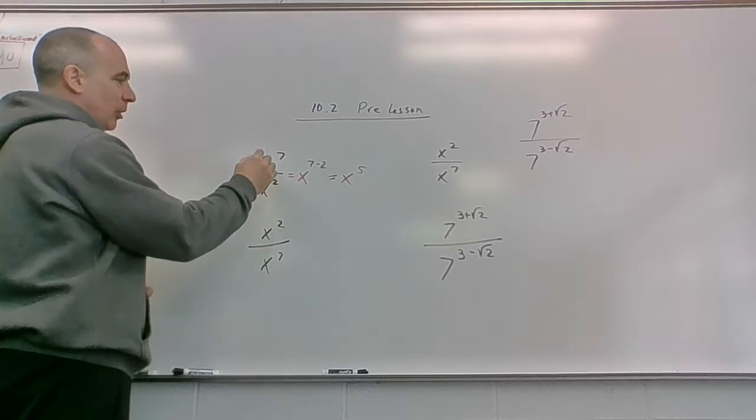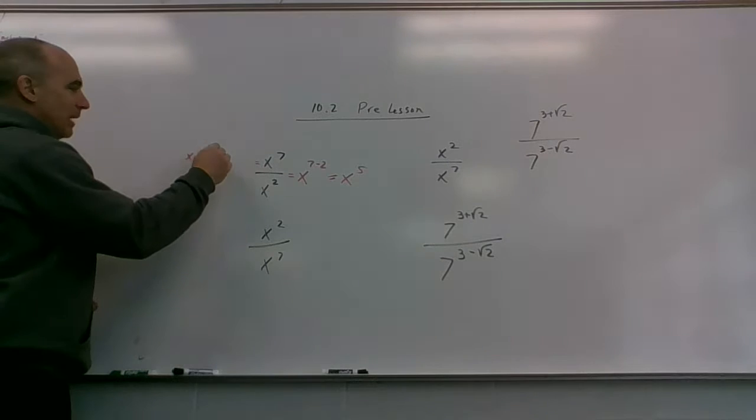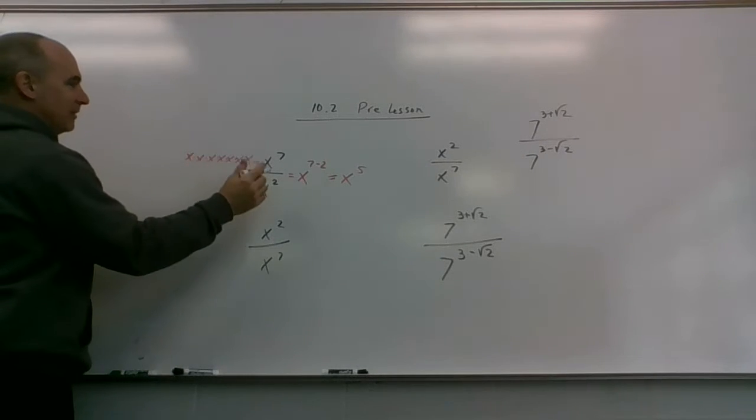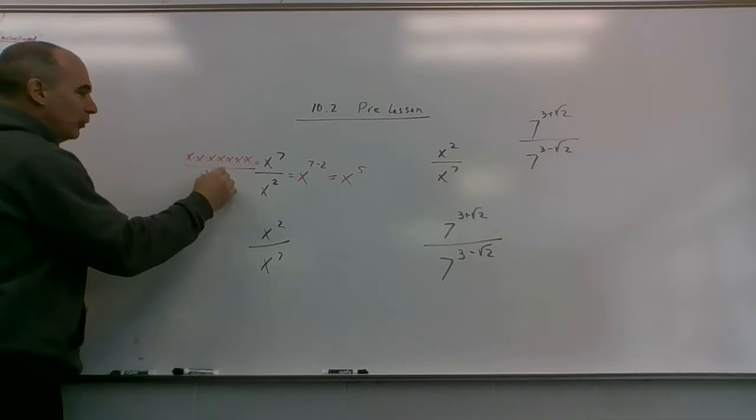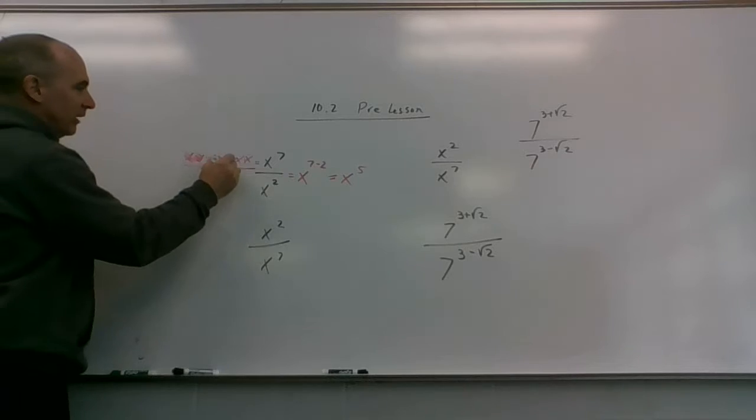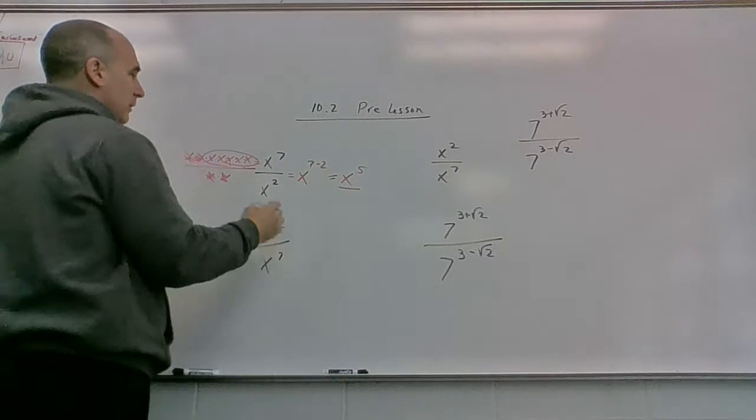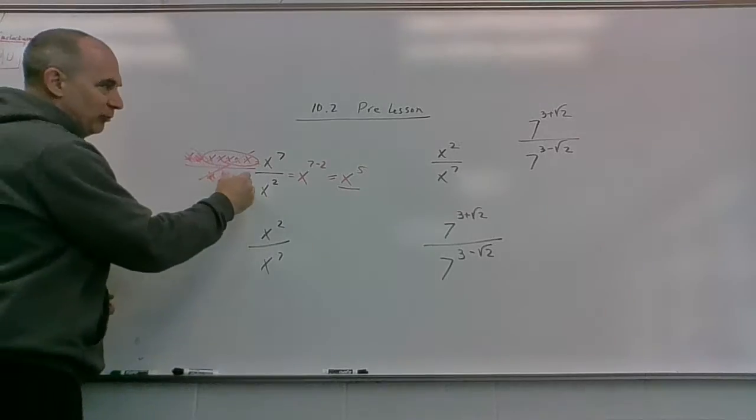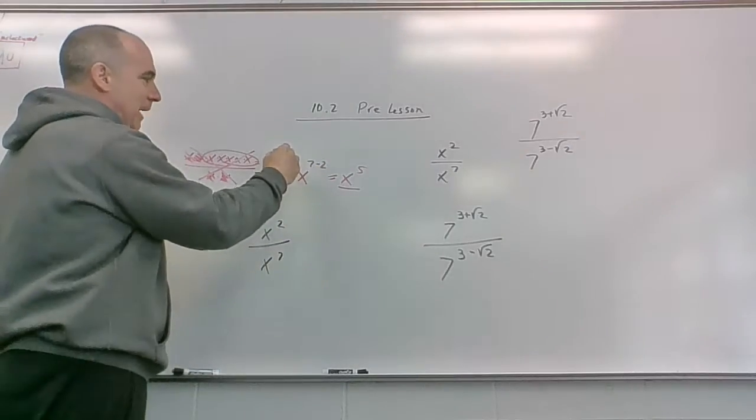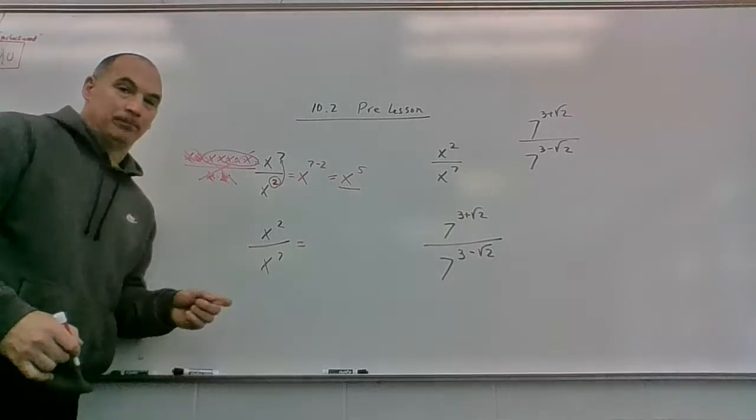Now, some teachers a long time ago would have you go x times x times x times x times x times x times x. 2, 4, 6. That's 7. All over 2 of them. And you cancel this, cancel this, cancel this, cancel this, and you'd say, hey, how many do you have? You have 5. And that's why your answer is this. Well, you don't have to do this. Once you've seen the rule, you subtract the bottom one from the top, okay? Keep that in mind.